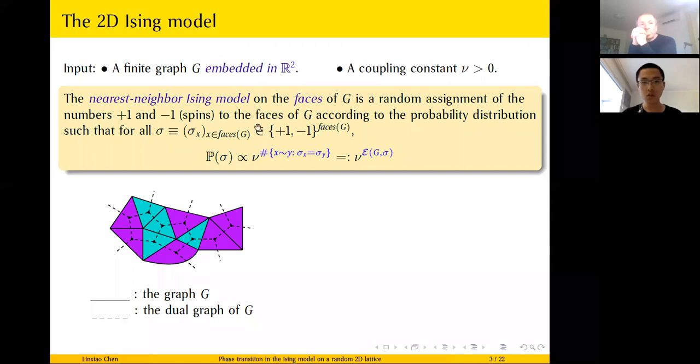So a configuration is just a set of numbers plus 1 or minus 1. We choose randomly these configurations with a probability that is proportional to the coupling constant nu to the power of this number. This number is the number of pairs of faces x and y which are adjacent and which have the same spin. In the following, I will denote this number by E_G of sigma.